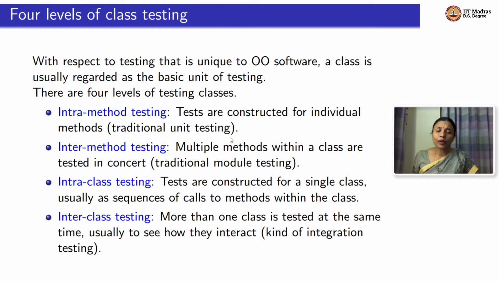The fourth one is the most complex one, inter-class testing. So more than one class. It could be a parent class or ancestor class and its child classes, descendant classes, or two separate classes, whatever it is. More than one class is tested at the same time, putting together all the call interfaces to see how they interact. So this is the most complex version of integration testing that you can think of. And this is where all the new problems related to object-oriented features come into play.